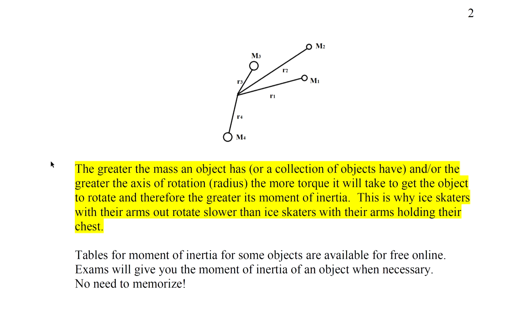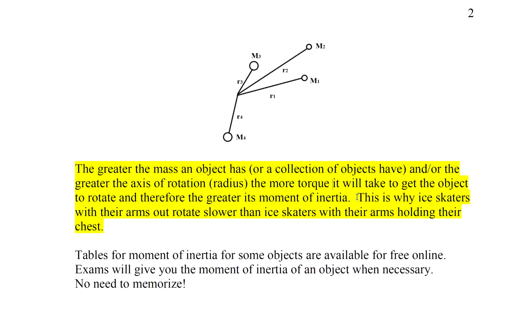Okay. So look at these four objects, m1, m2, m3, m4. They're all rotating around this fixed point where the lines converge. So the greater the mass an object has, and or the greater the distance from the axis of rotation, the more torque it will take to get the object to rotate, and therefore the greater its moment of inertia. Torque is like force. Force for linear motion is torque for angular motion or circular motion.